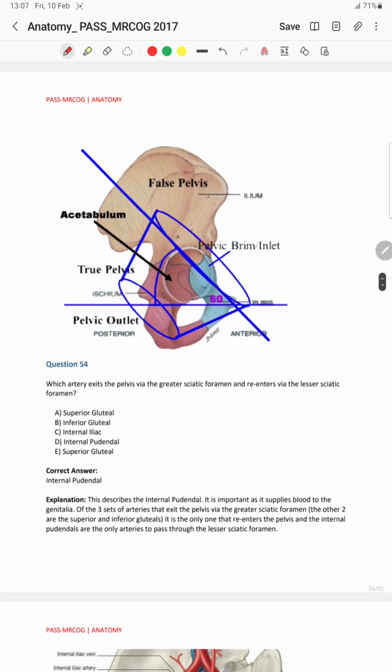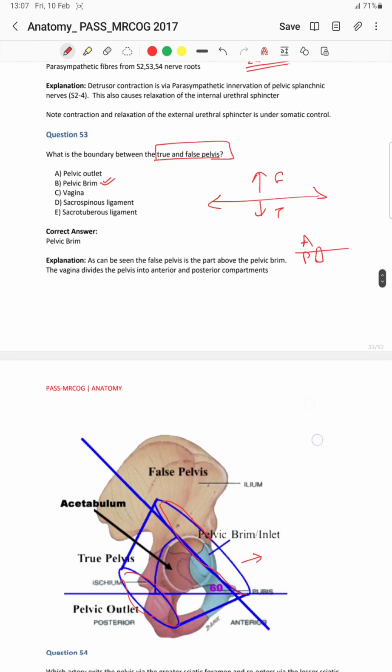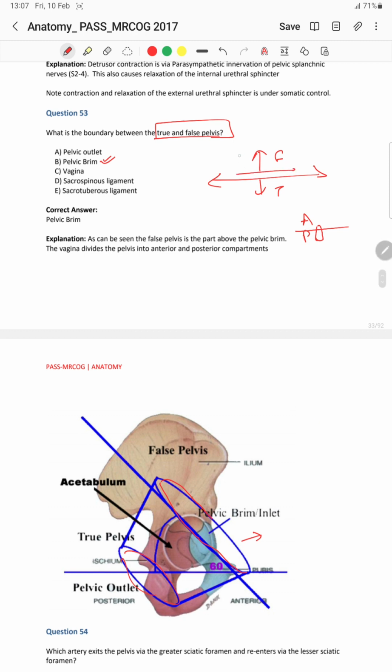Here is the diagram, and if you see, this is the pelvic brim, or the pelvic inlet. Below this pelvic brim is the true pelvis, and above is the false pelvis, and you can see that this is the pelvic outlet, with different angles, but we are going to discuss these angles in our upcoming MCQs. So here just memorize that it is the pelvic brim. Above the pelvic brim is the false pelvis, and below the pelvic brim is the true pelvis, and it is the vagina which divides the pelvis into the anterior compartment and the posterior compartment.